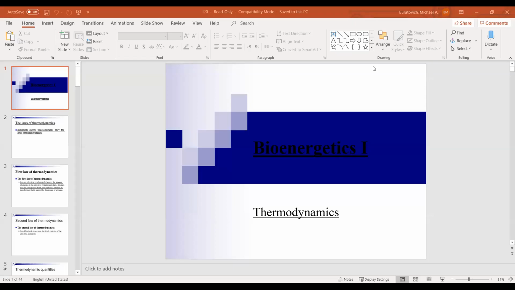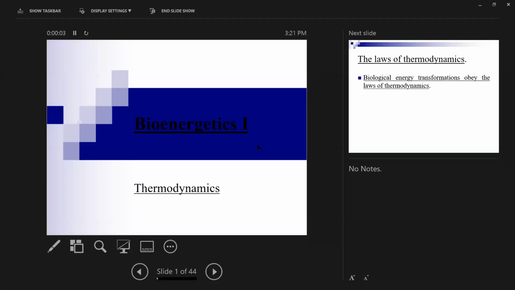Let me concentrate on what I'm doing here for a second, or I'm going to be in trouble. Come on, there it goes. So the membrane potential.